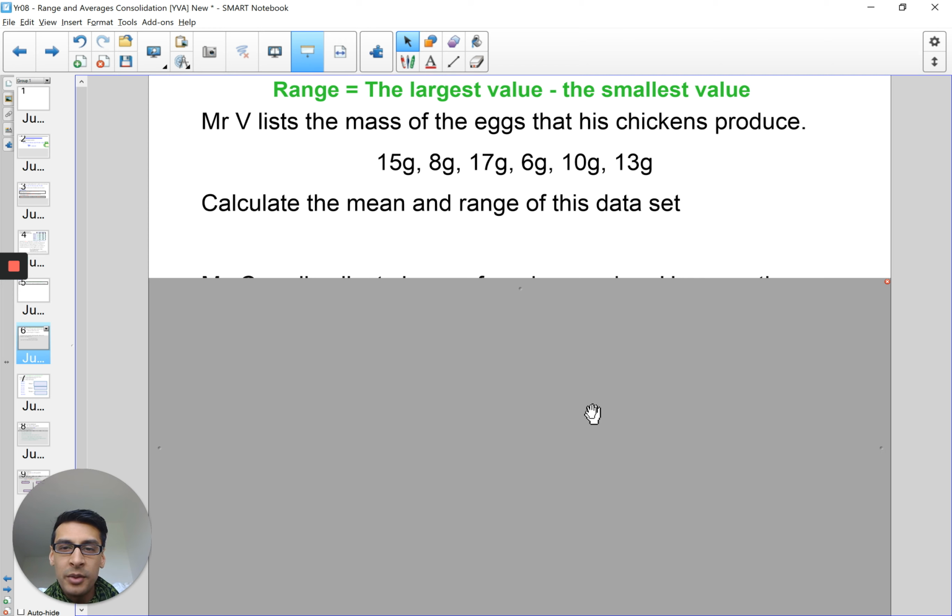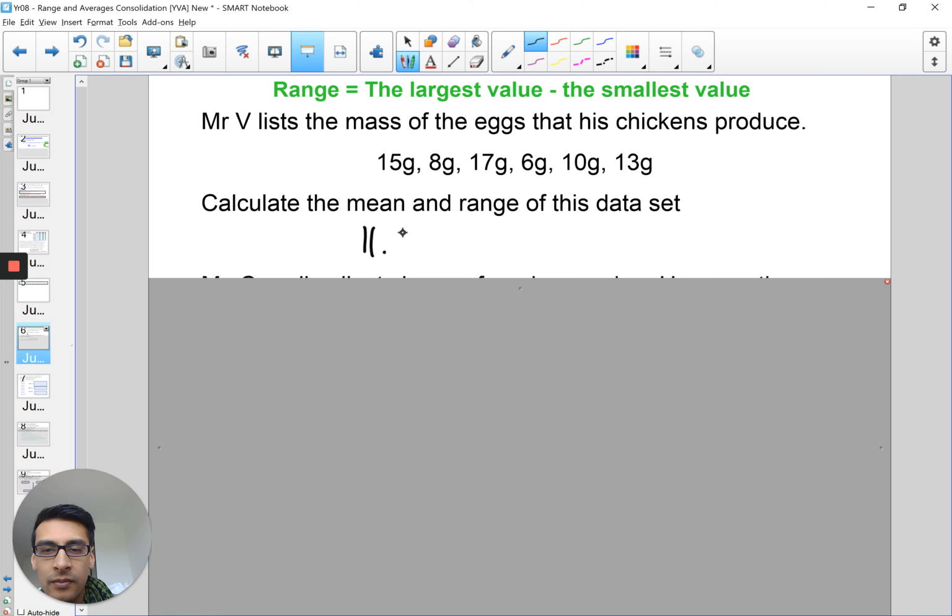So when you work out the mean, you add them all up, you get 69, you divide it by 6, and that gives you 11.5 grams. And for the range, you can see the biggest egg was 17 grams, and the smallest one was 6. So you do 17 minus 6, and that is going to give you 11 grams.